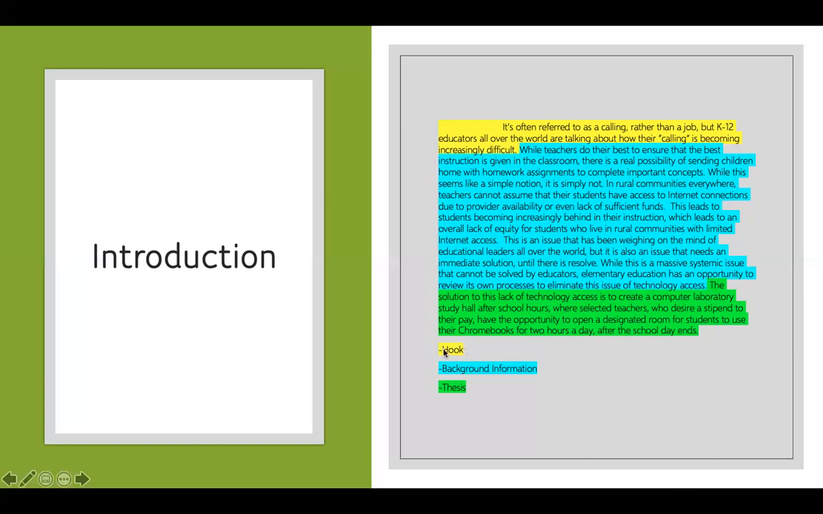What I want to draw your attention to here, when we're talking about components, is that I have my hook, which grabs the attention of the reader. I have background information to build into the problem. And then my thesis statement lists a very clear problem with a very clear solution that can be directly applied.